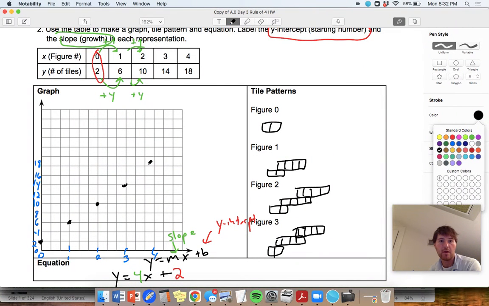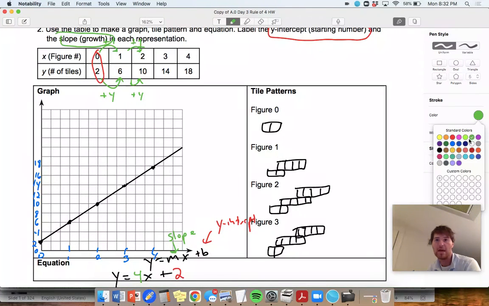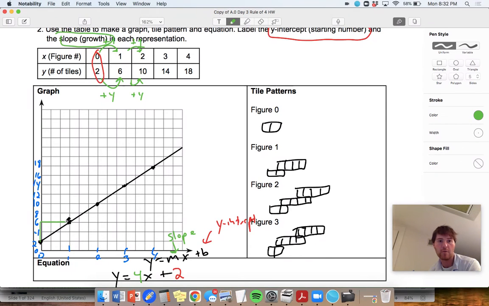Okay, and there are the points that I'm going to graph, and might as well draw it on. It is linear as well, so we'll draw it here. And I got my graph, okay? So again, summarizing the growth, I go up 4 every 1 over. Look, I go from 2 to 6. 6 minus 2 is 4. So this is a change of +4 for every 1 tile increase.